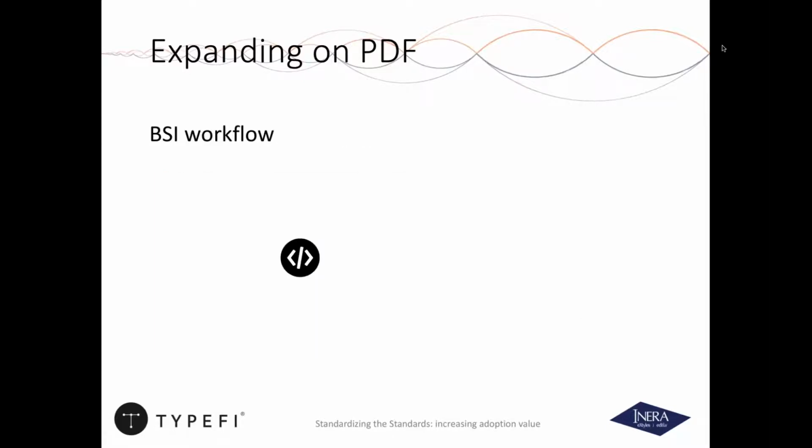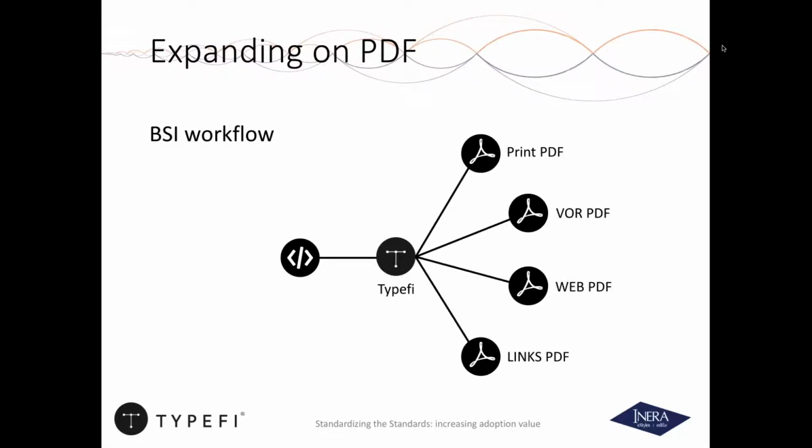BSI starts by producing one or more proof PDFs with a watermark during the initial proofing stages. Once the proof has been given the final stamp of approval, they use Typefi's modular actions combined into a final workflow that produces 4 kinds of PDFs. A press-ready PDF with the appropriate settings for printing, a version of record or VOR PDF for archival purposes, an accessible web PDF that does not have document object identifier or DOI links, and an accessible web PDF with DOI links. Let me show you how that looks.